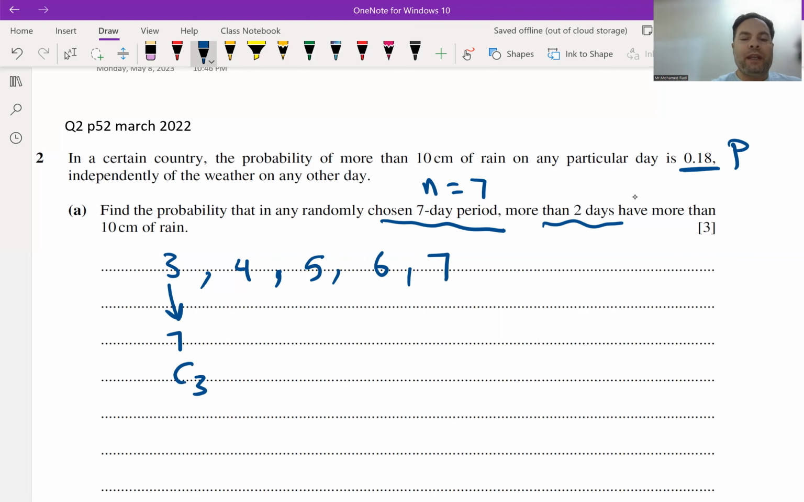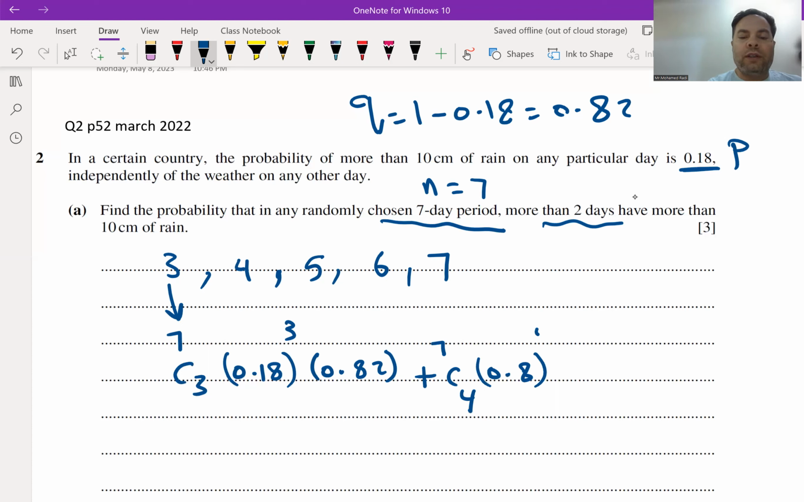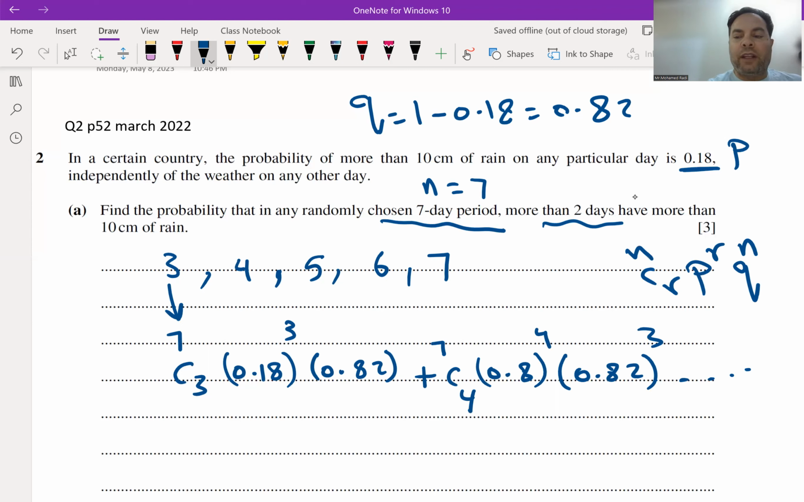7C3. It's a binomial. P, which is 0.18 to the power of 3, and the Q, which is 1 minus 0.18, which is equal to 0.82. So 0.82, plus 7C4, 0.18 to the power of 4, and 0.82 to the power of 3. It's a binomial: nCr, P to the power of r, Q to the power of n minus r.